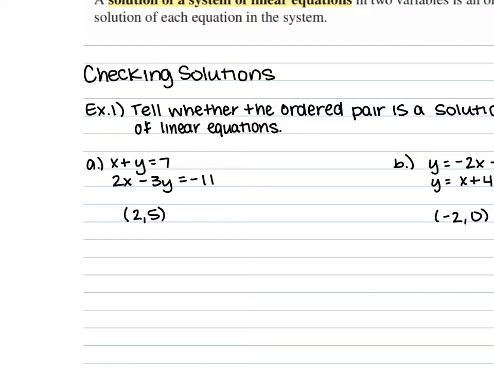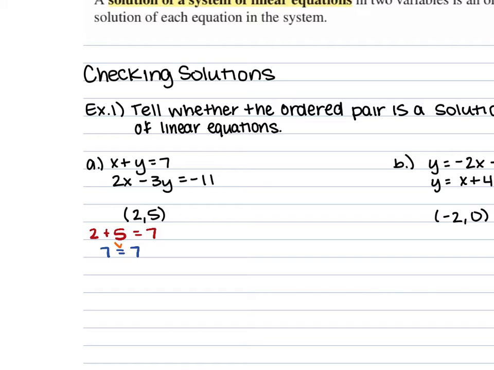So if we take the 2, substitute in for x, and x plus y is equal to 7, we're going to get 2 plus y, which is 5, is equal to 7. The 2 plus 5 is 7. 7 is equal to 7, so that one is true.